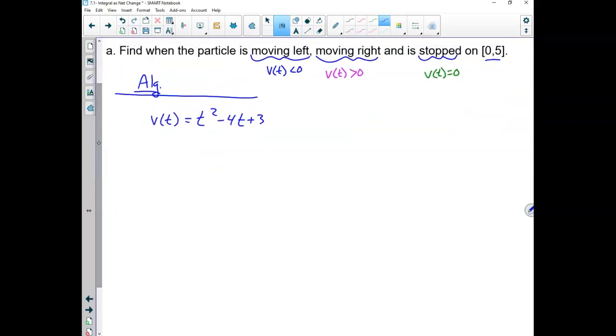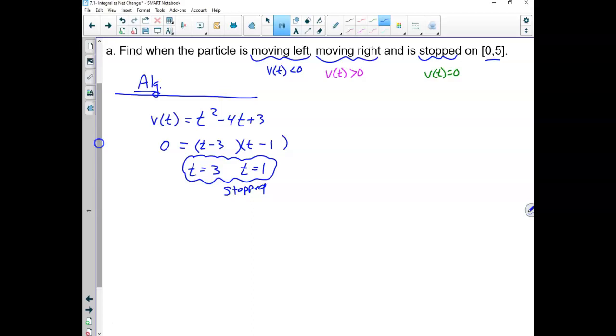Remember, we want to find out when our velocity is 0. Oh, that does factor really nicely. It's t minus 3 and t minus 1. So I know when t equals 3 and t equals 1, I'm stopped. This is when it stopped. And I don't know if it changed direction or not.